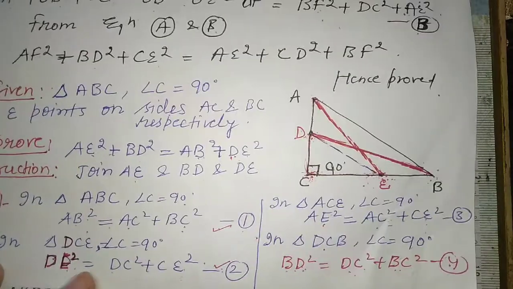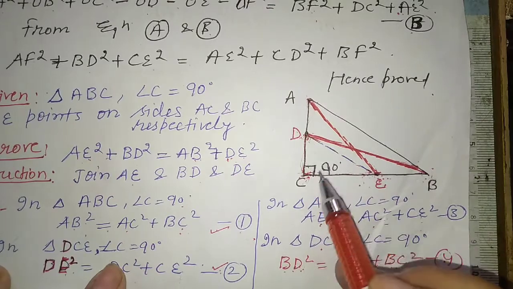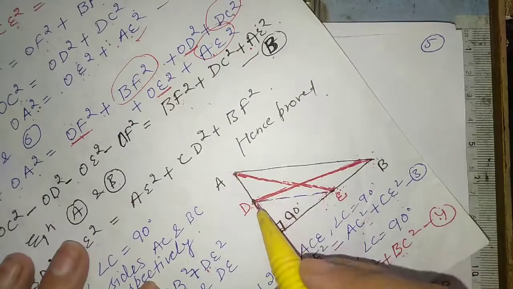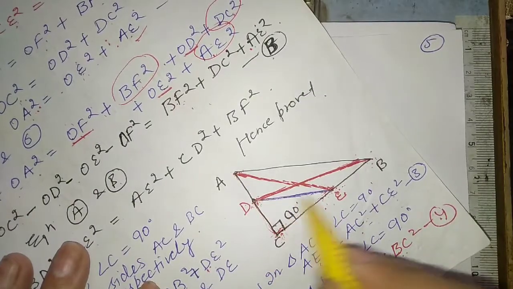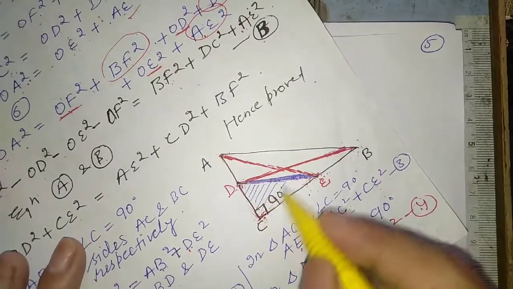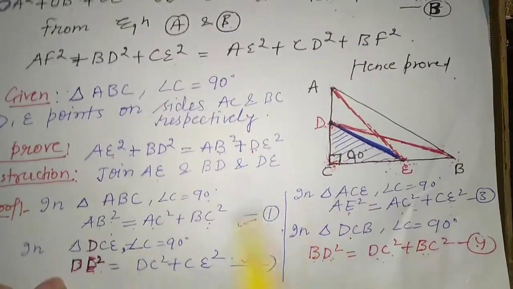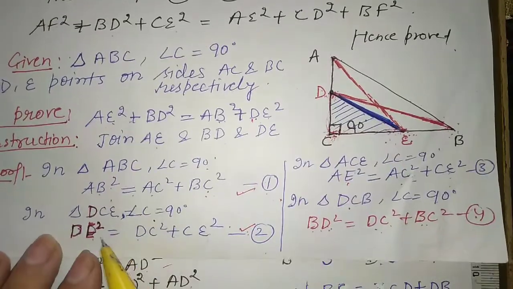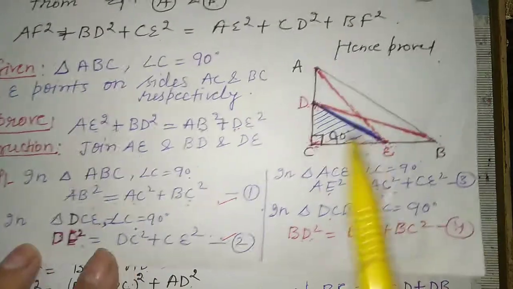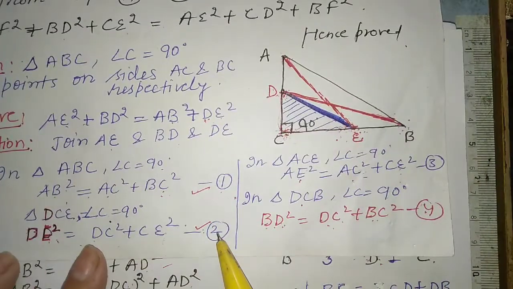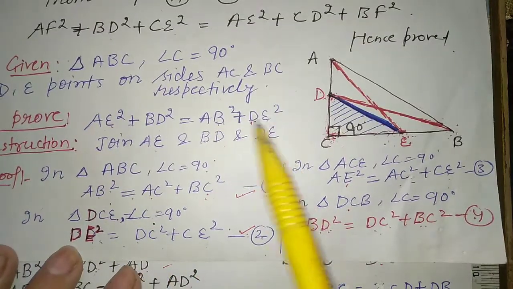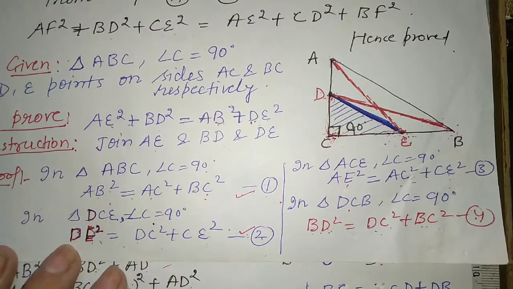Now we will see triangle DCE. This triangle with the blue line. We have to join this also actually. Join DE. So this triangle we will take. In triangle DCE, angle C is 90. So DE square, the hypotenuse, is equals to DC square plus CE square. Two equations we are getting here. We have got here AB square and DE square that we want to prove, one side we got on the left side of these two equations.